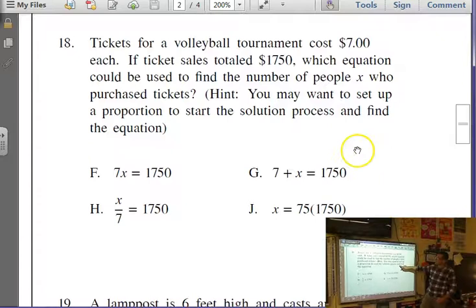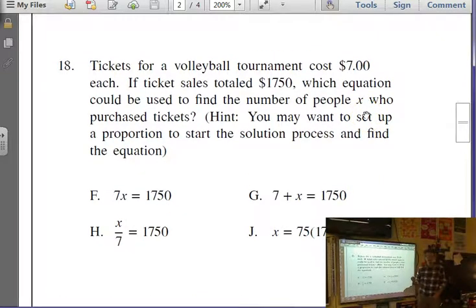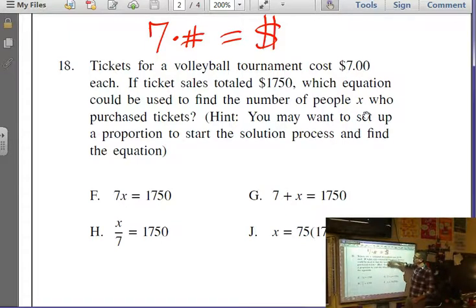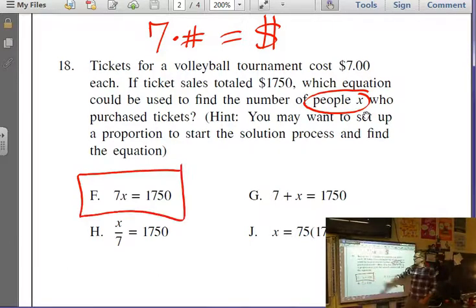Tickets for a volleyball tournament cost $7 each. This goes back to what we did in class. When I would ask you, okay, how much will we make off 2 tickets? How much will we make off 3? How about 10? How about 20? And we'd work up to the point where we see 7 times the number of tickets sold is going to give me the money that we make. Well, which of these represents that if X is the number of people who buy tickets? It's going to be equation F right here. Then there's nothing else to solve.